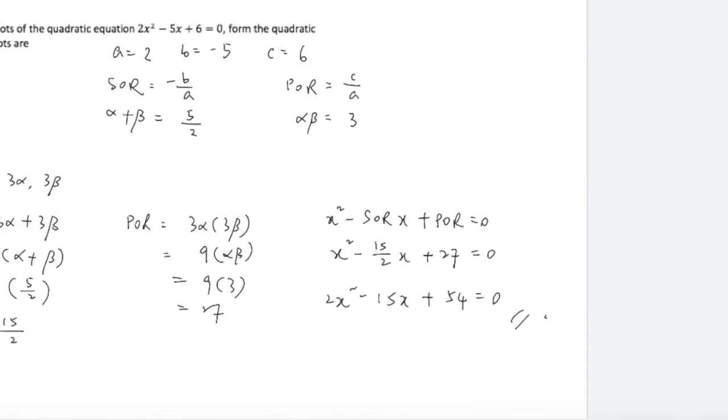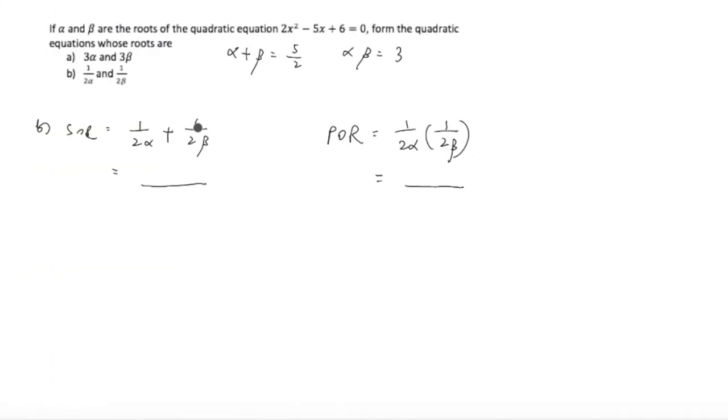Okay, B. Now B, 1 over 2 alpha plus 1 over 2 beta, product of root, 1 over 2 alpha multiply 1 over 2 beta. Okay, this one. This is like cross multiplication. Remember last time in your primary school, you get 1 over 5 plus 1 over 10, or 1 over 6. Okay, how you do? You multiply this one 30, this one multiply, right? Up and down, up and down.